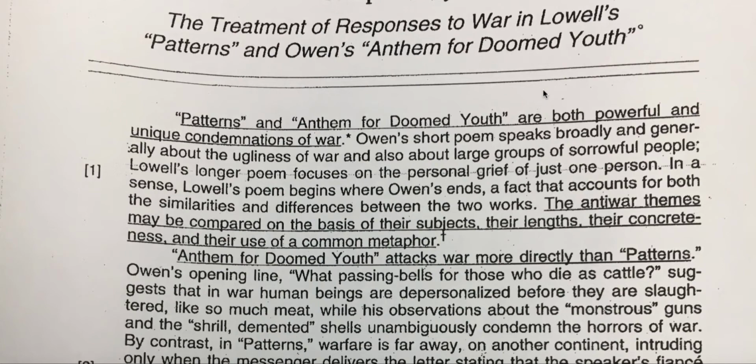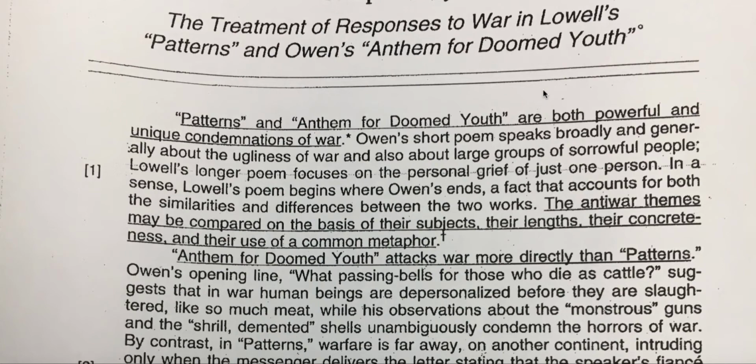Patterns and Anthem for Doomed Youth are both powerful and unique condemnations of war. Owen's short poem speaks broadly and generally about the ugliness of war and also about large groups of sorrowful people. Lowell's longer poem focuses on the personal grief of just one person. In a sense, Lowell's poem begins where Owen's ends, a fact that accounts for both the similarities and the differences between the two works. The anti-war themes may be compared on the basis of their subjects, their lengths, their concreteness, and their use of a common metaphor.